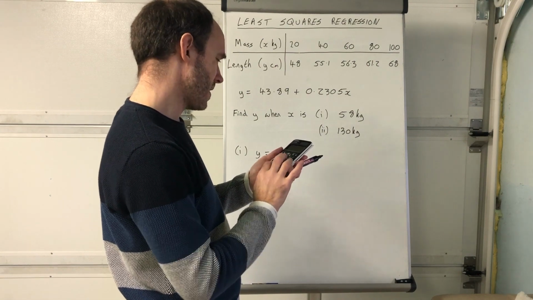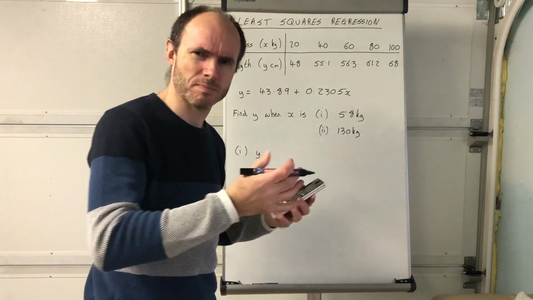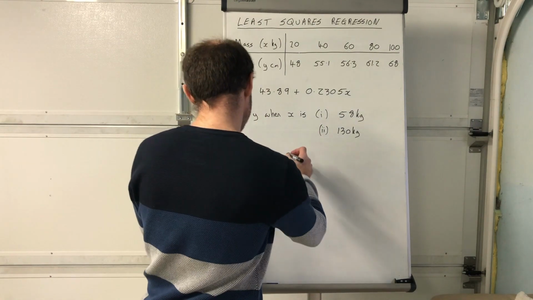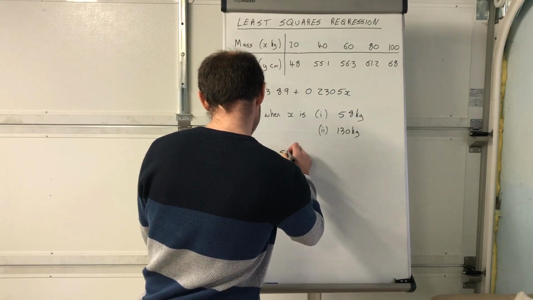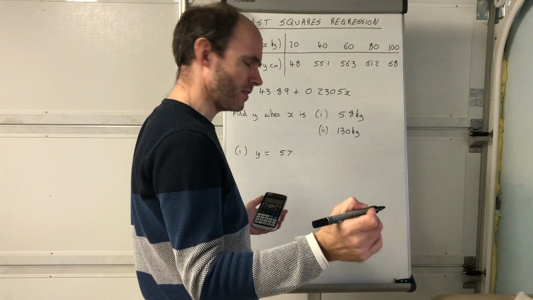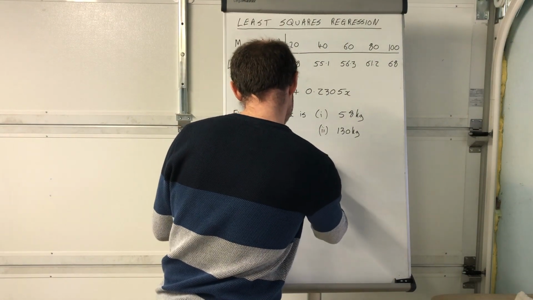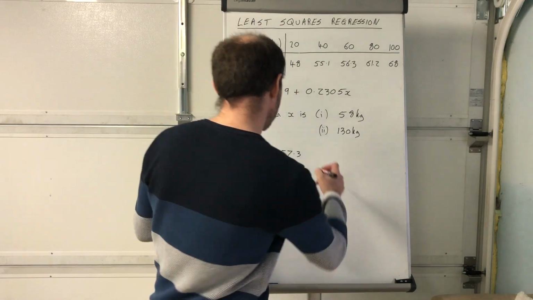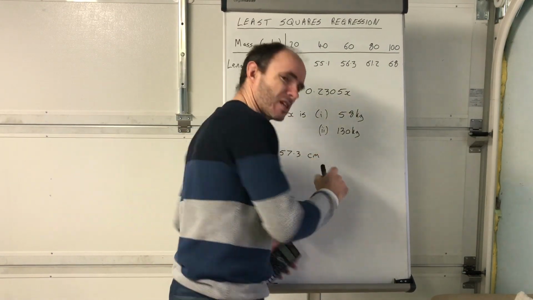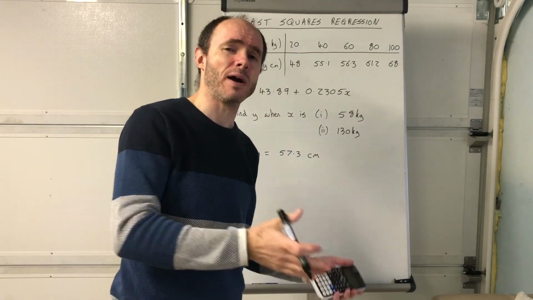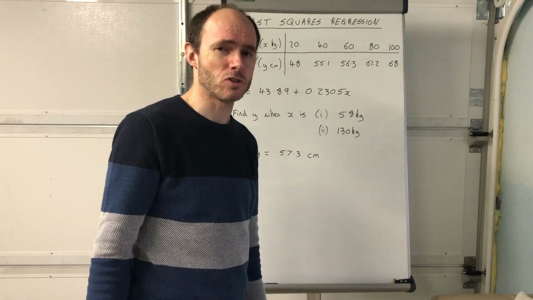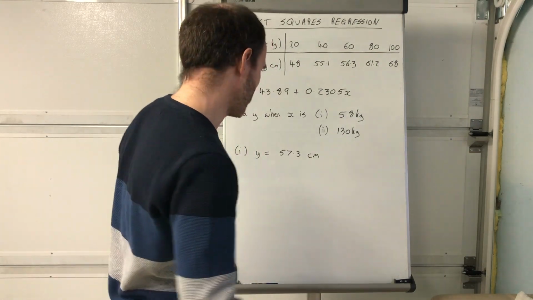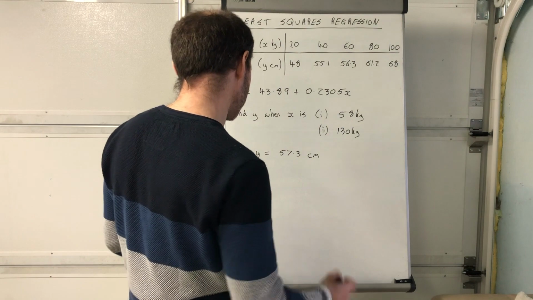I'll fill out this bit while I type in the calculator. So it should have y equals 57.259. Let's round to 3 significant figures, and put a unit as well. Because statistics, just like mechanics, is applied mathematics, you should really put in the units where appropriate. So the length is 57.3 centimetres.